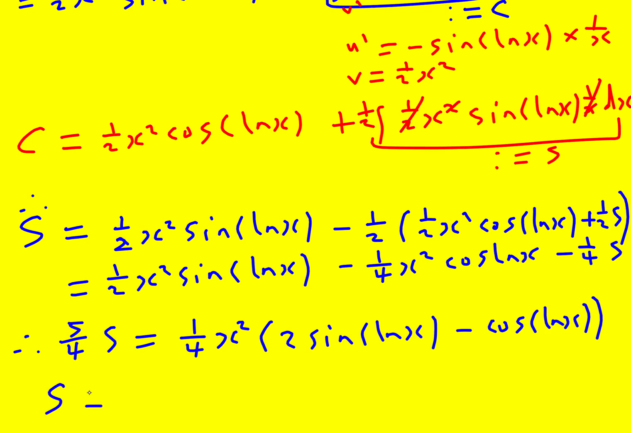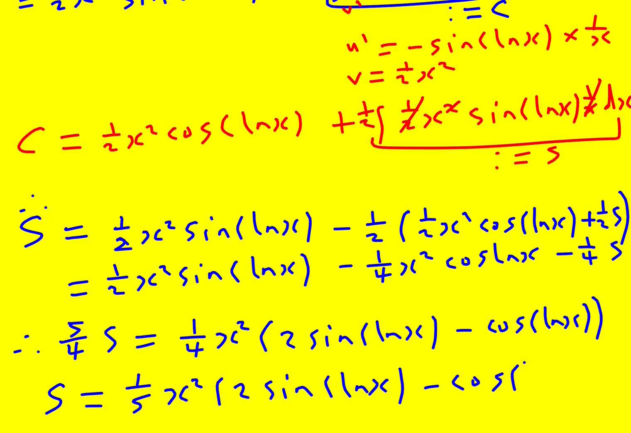And therefore s is going to be, I'm going to times by 4 and divide by 5, 1/5 x squared. This is a nice factorized version of it. Don't be surprised if yours is messier than this, because I've gone through and tried to optimize my solution.